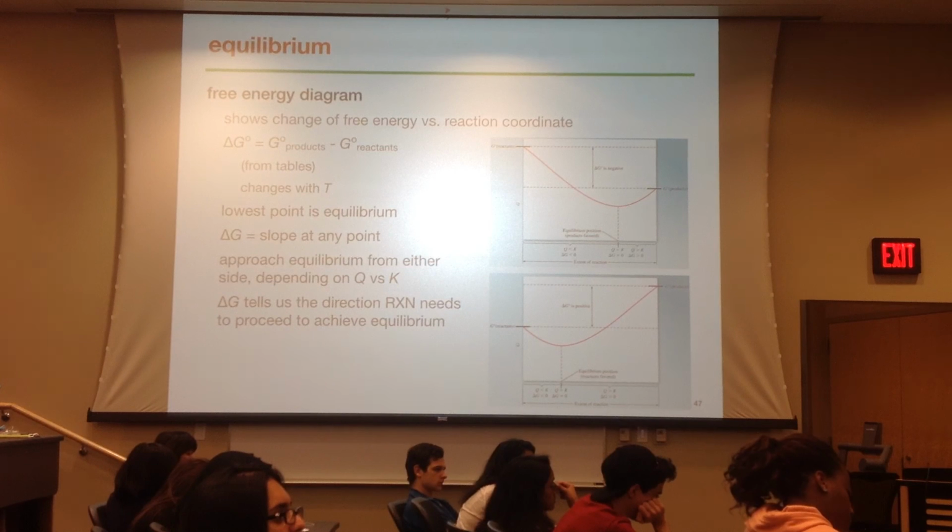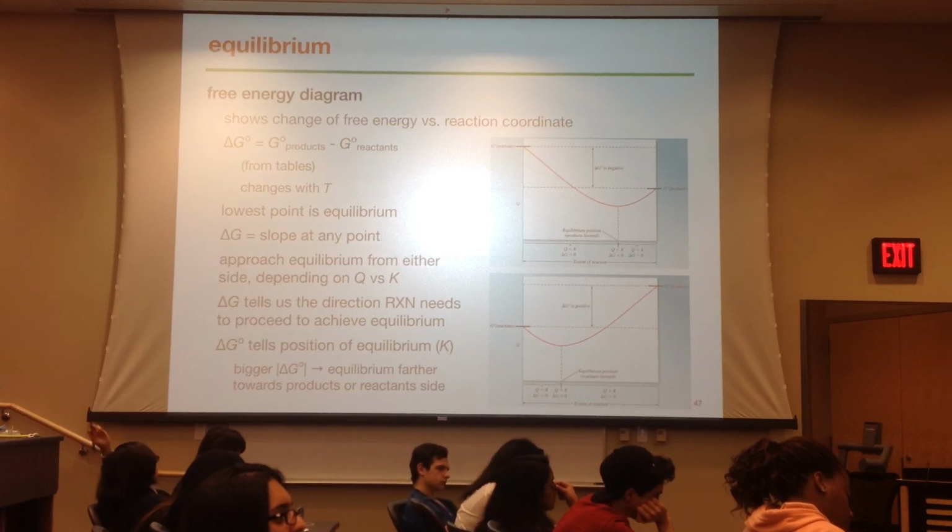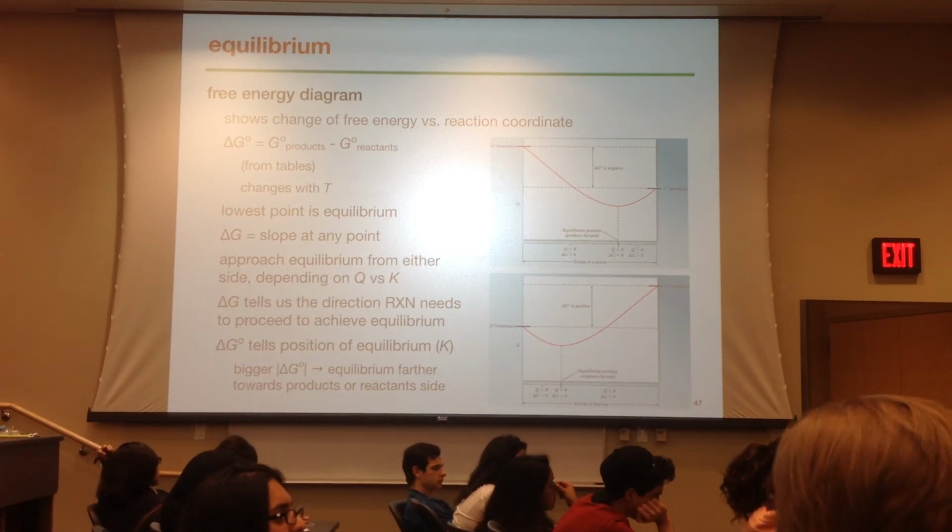Delta G itself tells us the direction the reaction has to go to proceed to reach equilibrium. Delta G0 tells us the position. The bigger the magnitude of delta G0, the farther the equilibrium lies either towards the reactants or toward the products.